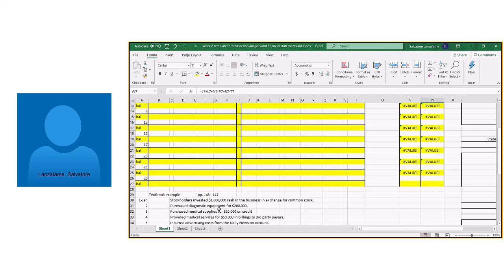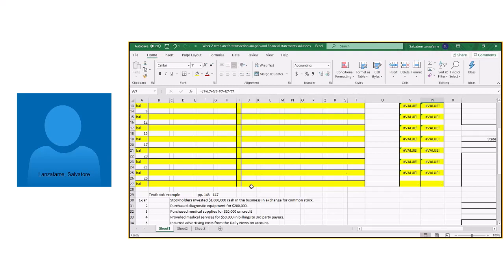It says purchase diagnostic equipment for $200,000. So when you buy diagnostic equipment, I always take the impression that we're supposed to assume cash unless otherwise noted. But if I look in the textbook here to double check, it looks like they actually said purchased equipment for cash. So if you just see purchased equipment, you always assume cash unless they told you bought it on credit.